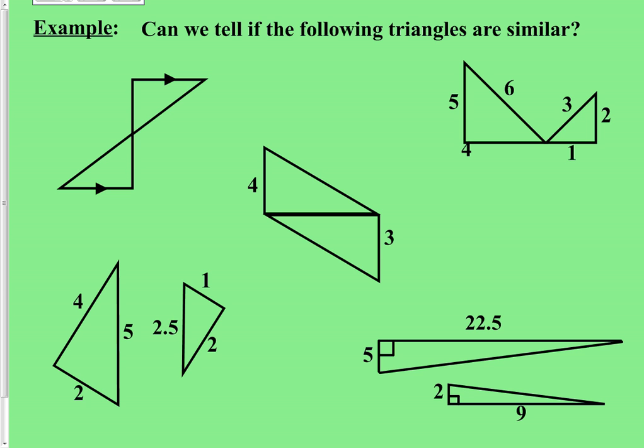Well, first off, these 2 angles right there. Those are vertical angles. They're across from each other at the intersection, and by definition, vertical angles are always congruent. So there is 1 set of congruent angles.